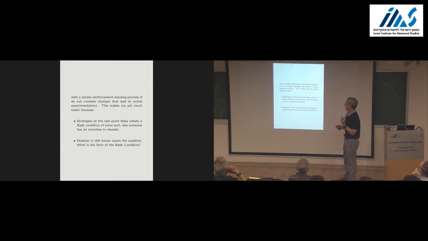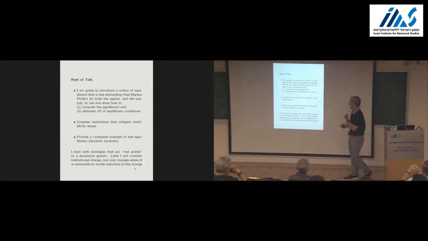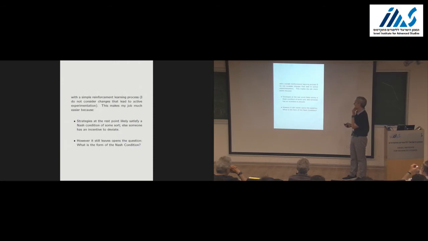Okay, so what do I want to do? I'll think a little bit about change. So I'm going to look only at rest points, things that are in some sense Nash equilibria. That helps me because the strategies at the rest point satisfy some form of Nash condition. So in some sense, I'm doing the best I can given what my competitors are doing, and there's a sense in which that has to be consistent with what my competitors are doing. So I'm not doing something that's obviously wrong. But it leaves open the question of the form of the Nash condition.